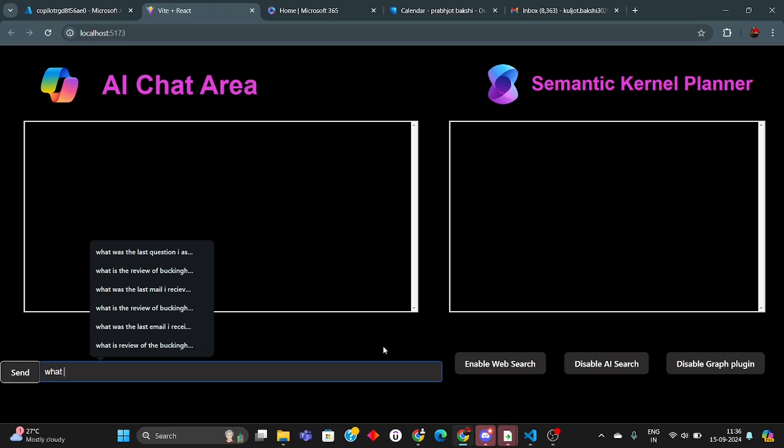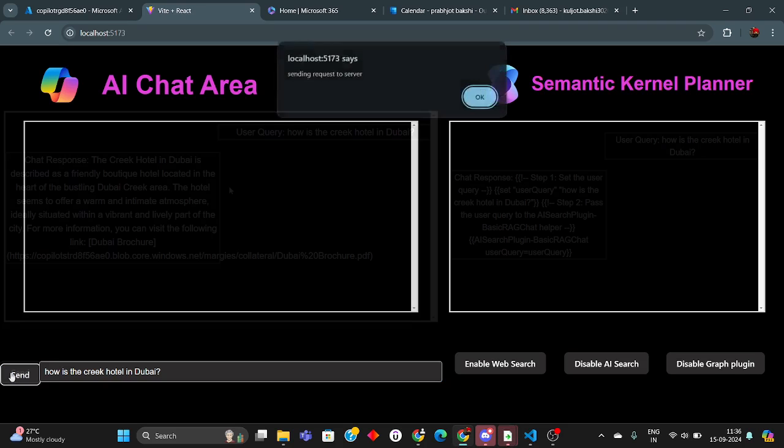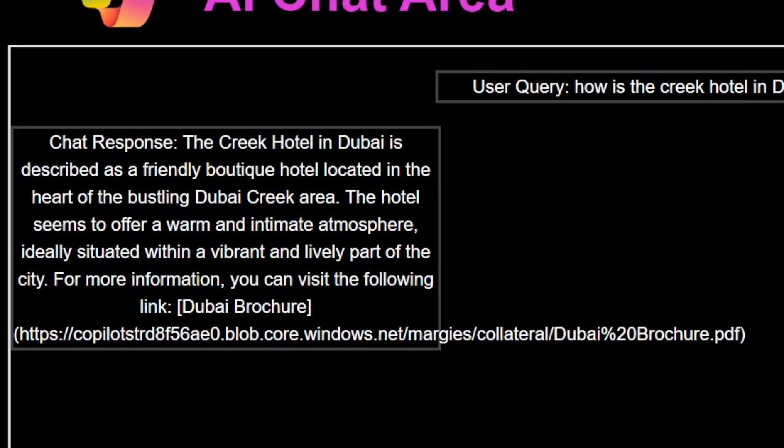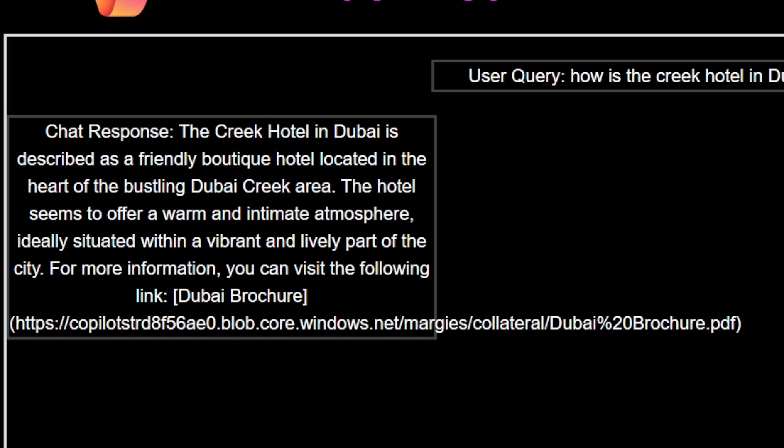So I type in, how is the Creek Hotel in Dubai? Let's see what kind of an answer it gives me. It says the Creek Hotel in Dubai is described as a friendly boutique hotel located in the heart of the bustling Dubai Creek area. You can visit the following link, and it also gives me a link to the brochure.